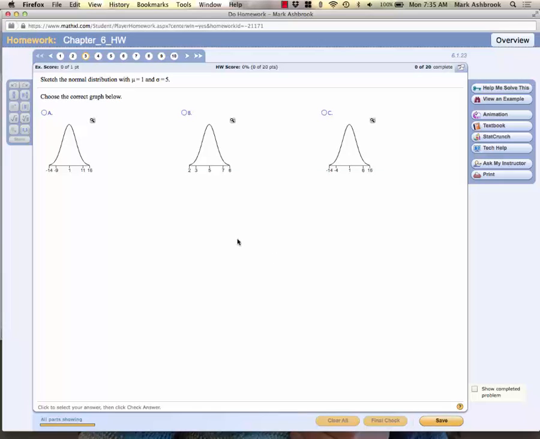So it says sketch a normal distribution with a mean of 1 and standard deviation 5. So then, where's the center of the data going to be? It's going to be centered around 1, right? The mean is the center of our data, so that eliminates B. Standard deviation of 5. Remember what I told you about the trick with this?